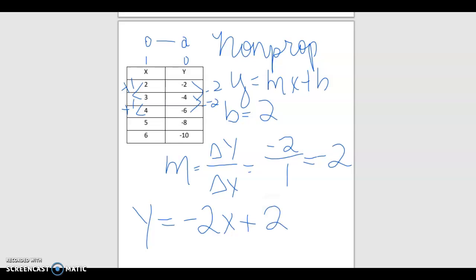Again, I can plug in a point. So let's use that 6 just because it's at the bottom. So -2 times 6 is -12, plus the 2 is -10.